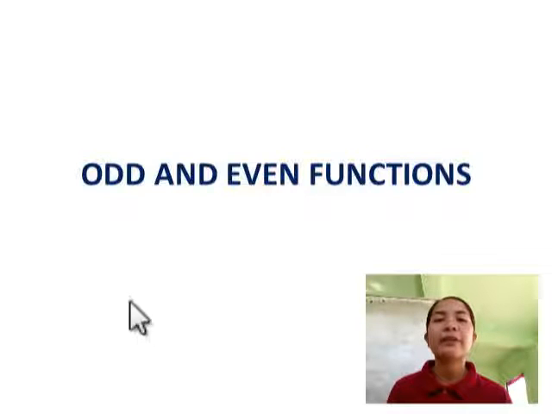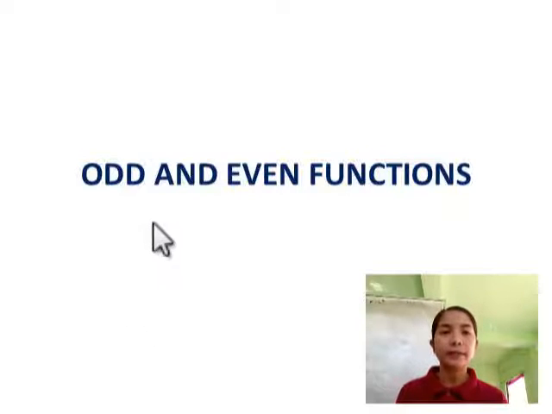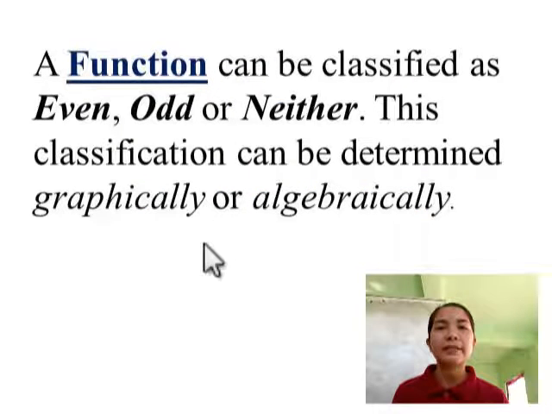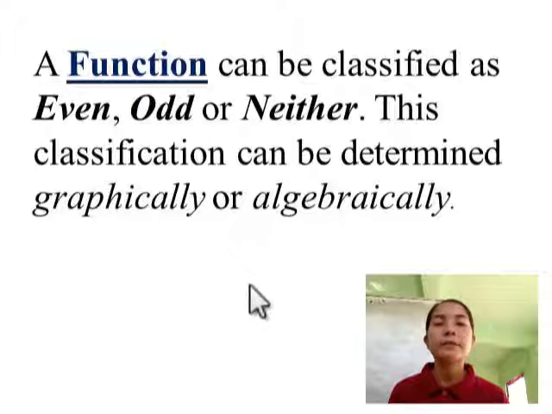So our discussion for today is all about odd and even functions. A function can be classified as even, odd, or neither. This classification can be determined graphically or algebraically. When we say graphically, we're going to determine if the given graph is odd or even. Algebraically, we're just going to substitute the value of x with negative x.